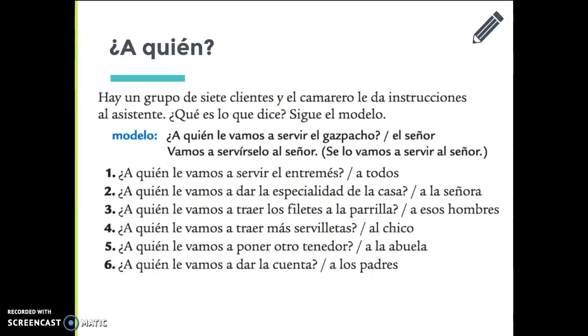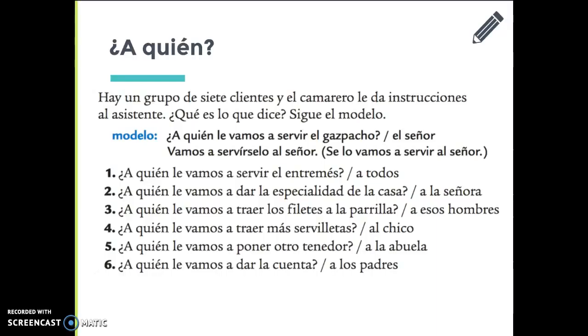Number 5 is vamos a ponérselo a la abuela, or se lo vamos a poner a la abuela. Number 6 is vamos a dársela a los padres, or se la vamos a dar a los padres. You might notice that all of these contain an additional phrase on the end that's not always necessary. For example, a todos, a la señora, a esos hombres. In all of these cases, these are serving to clarify.